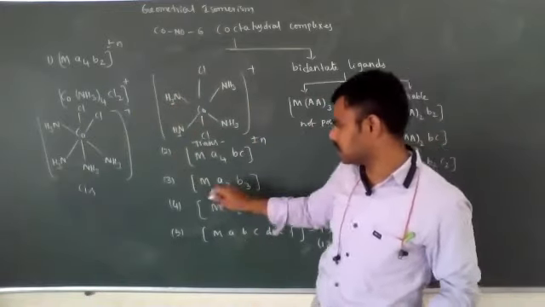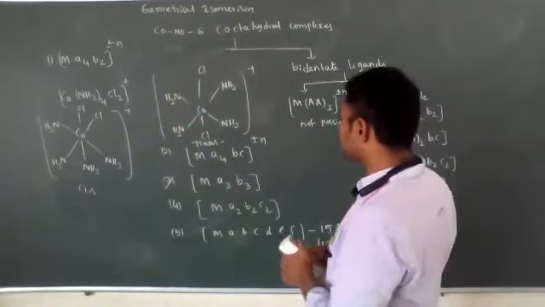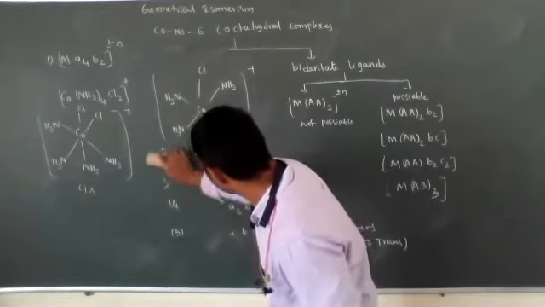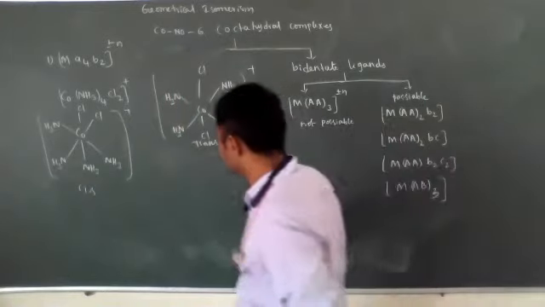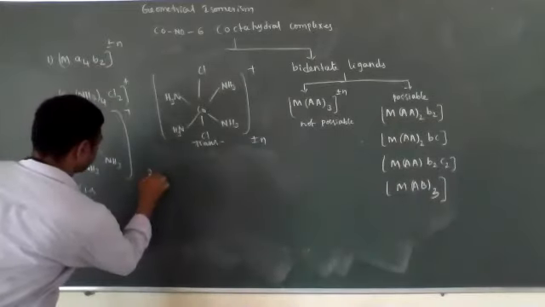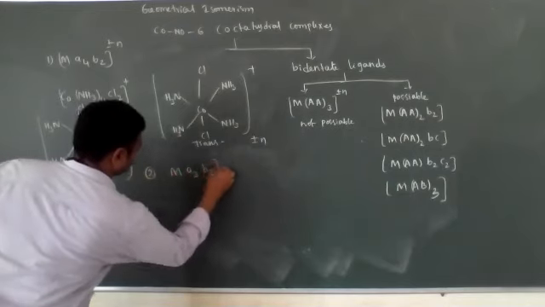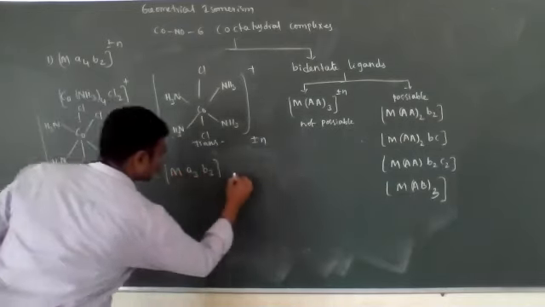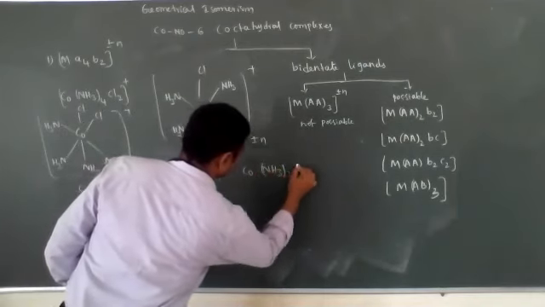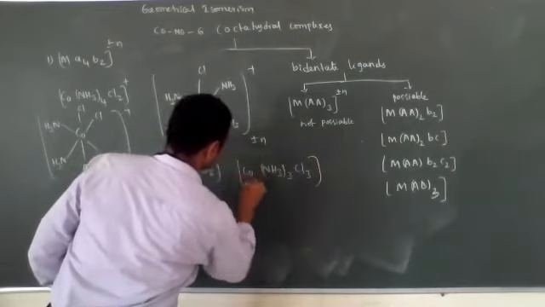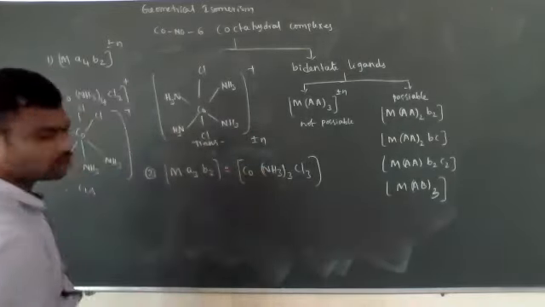At the same time, they mostly also ask in exams about MA3B3. The MA3B3 model, let's see. The second example, MA3B3 means Co(NH3)3Cl3. Co(NH3)3Cl3 is an example. It shows cis and trans geometrical isomerism.